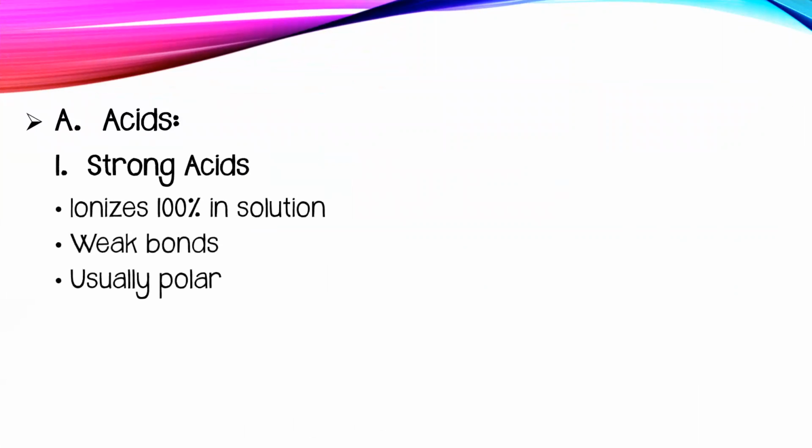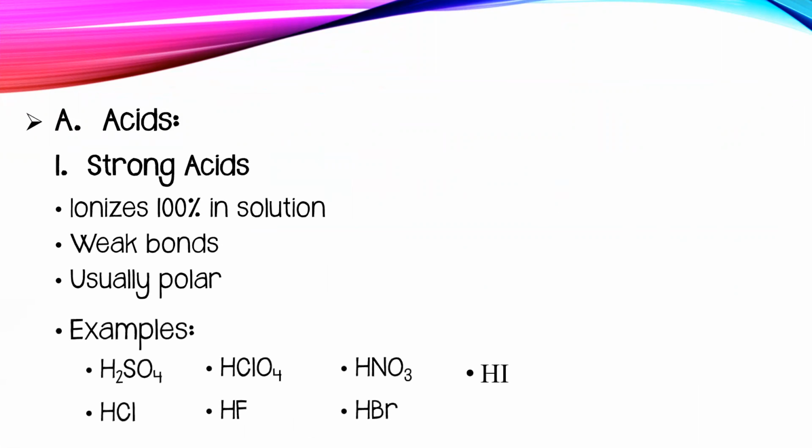Okay, so once again, a strong acid is going to ionize 100% in solution. Usually there's weak bonds which allow the ions to break apart, and it's usually polar. I don't get much more into it than that right now. We just don't have time. So here are some examples of strong acids. Sulfuric acid, hydrochloric acid, hydrofluoric acid, hydrobromic acid, nitric acid, hydroiodic acid. I don't get into why they're strong, just pick a couple and know they're strong.